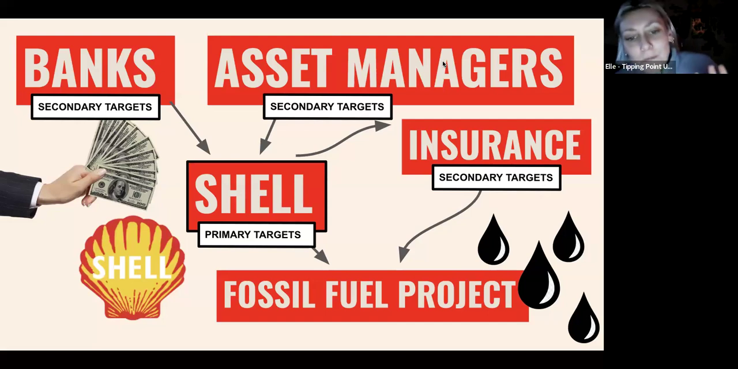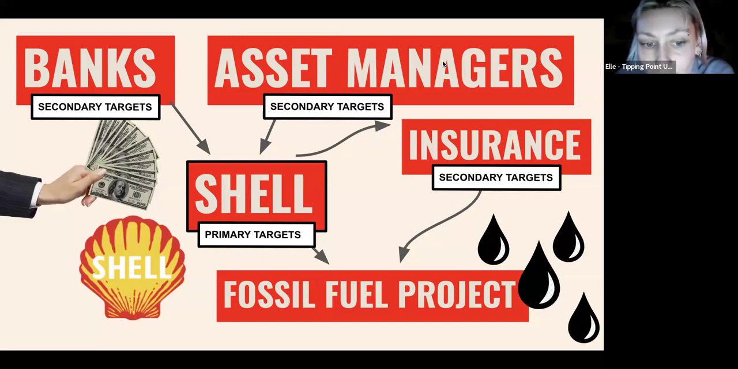So what then if we move on to secondary targets? And by secondary targets, I'm referring to the financiers behind Shell. So we're pressuring the banks, the investors, and the insurance providers to then stop that project, that oil well in Zimbabwe, in its tracks without us even needing to speak to Shell.